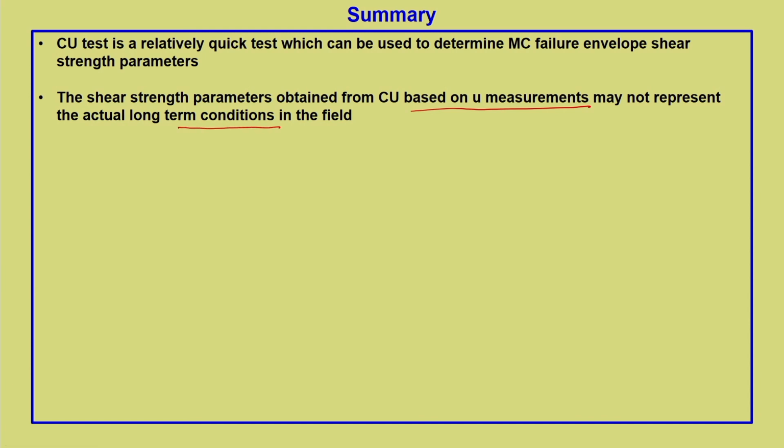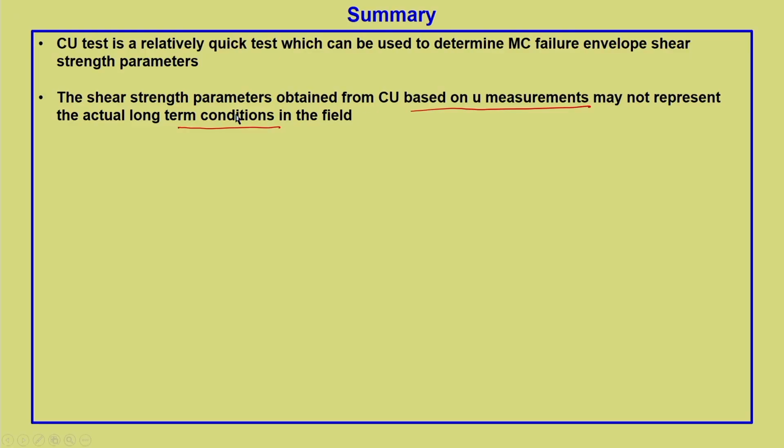This is exactly what I just said, because in the field it takes time, and it matters in what manner and at what rate it is getting loaded, and at what rate the pore water pressure is dissipated and it reaches the drained condition. These things are quite different from what we simulate in the lab. That is why, while we will use CU effective strength parameters, we need to understand that there will be some sort of deviation.